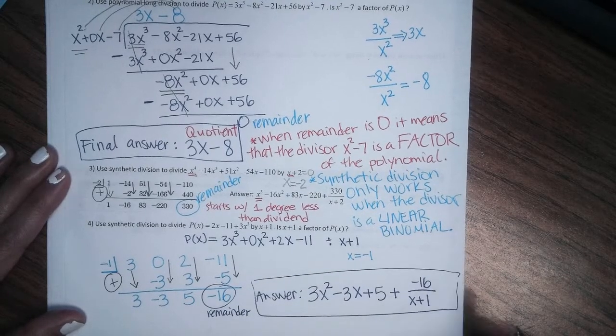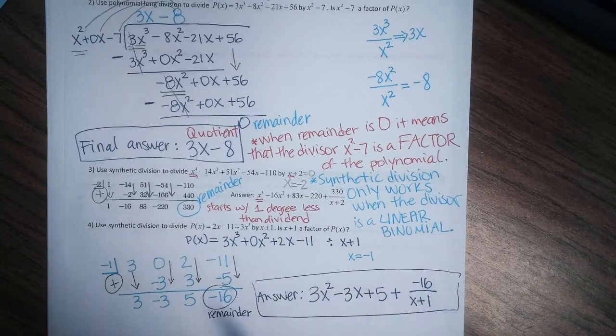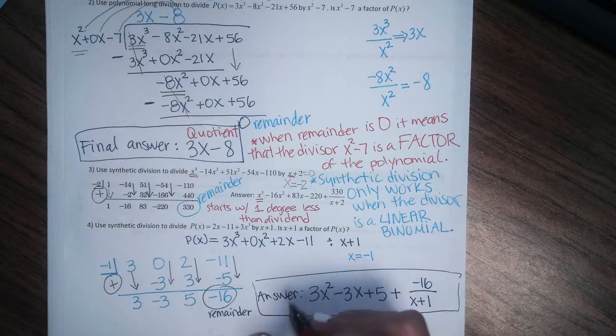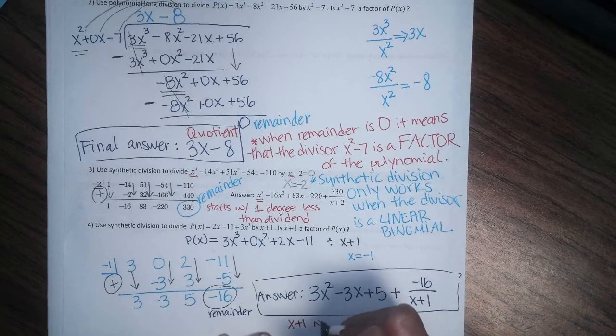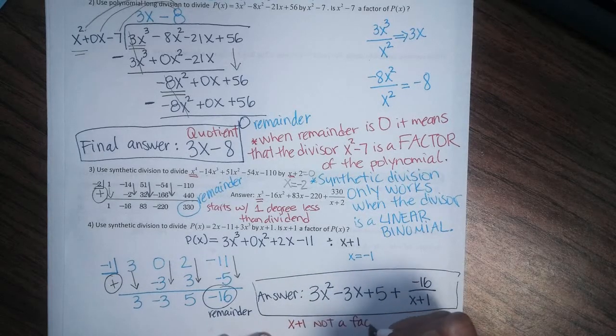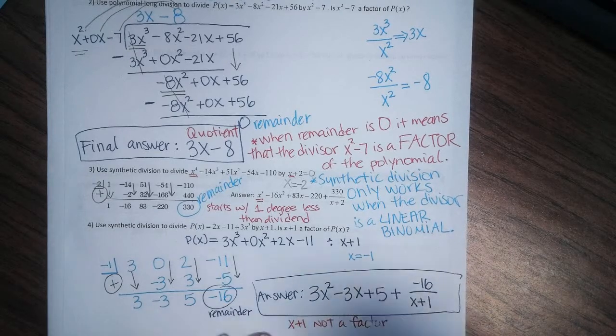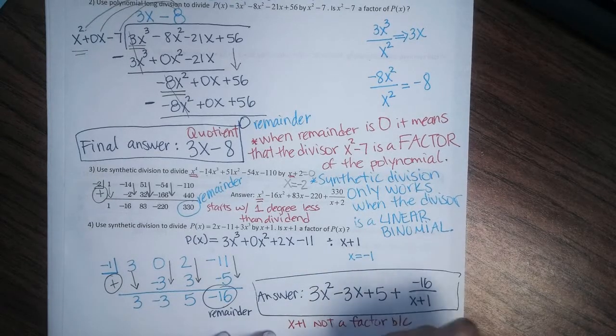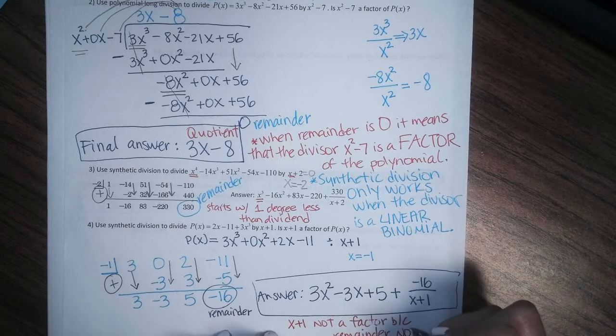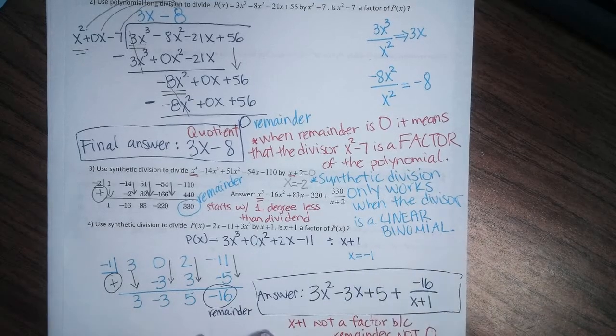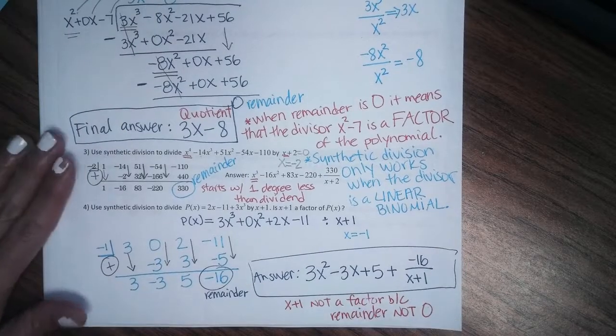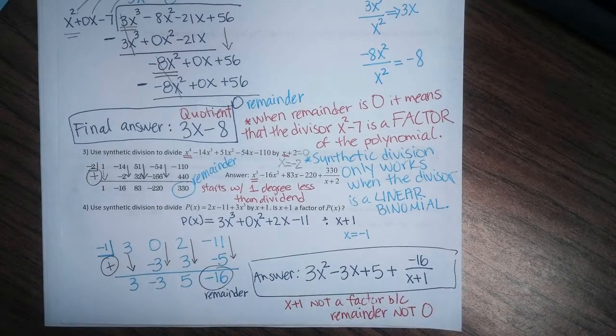And then remember, you're supposed to tell me if this is a factor or not a factor. X plus 1 is not a factor of this polynomial because the remainder wasn't 0. So I think I should put that. X plus 1, not a factor. Don't give up. Not a factor because remainder is not 0. So let me stop for questions. And then we'll do the back.